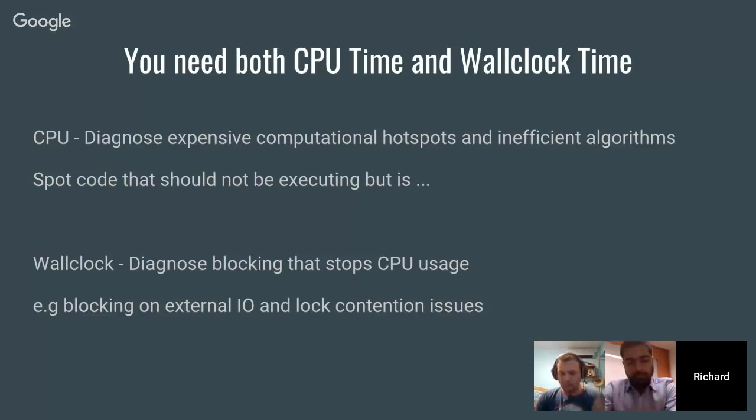A lot of performance problems aren't really CPU bottlenecked. Maybe they're blocking on an external I/O resource like a disk, or maybe there's a lock contention issue between multiple threads trying to use a Java mutex, like a synchronized block. Maybe you're waiting on an external system. And for those kinds of problems, wall clock time can be invaluable for measuring what's going on.